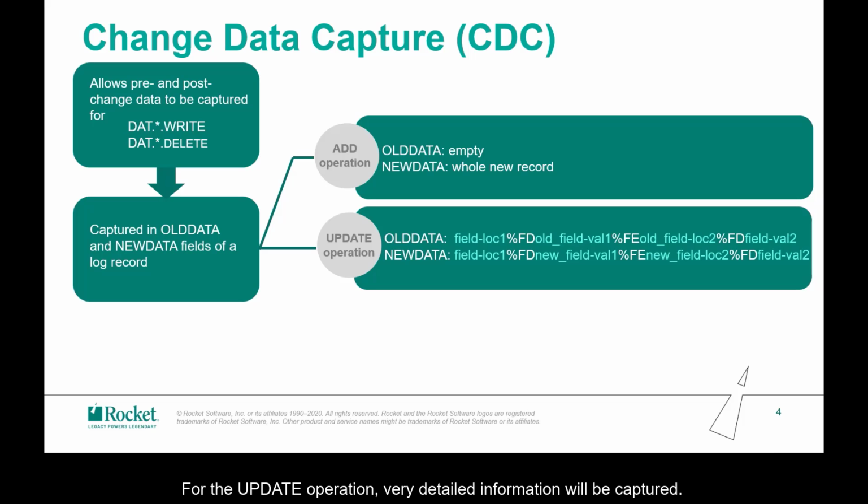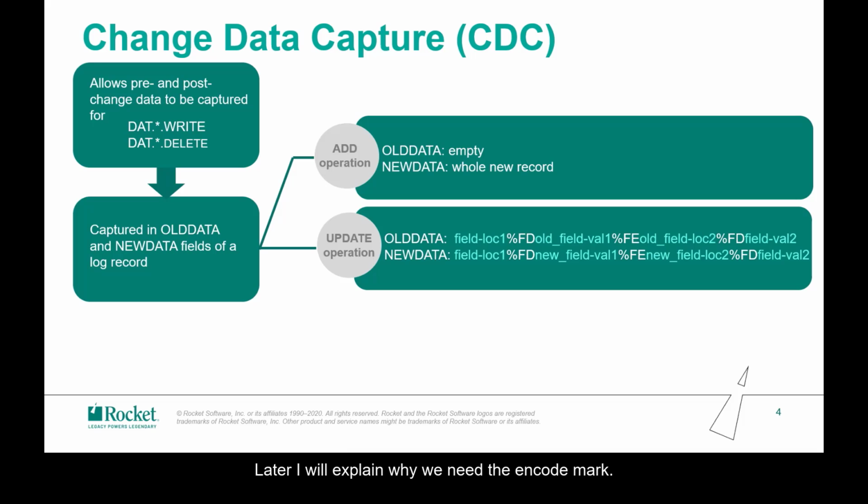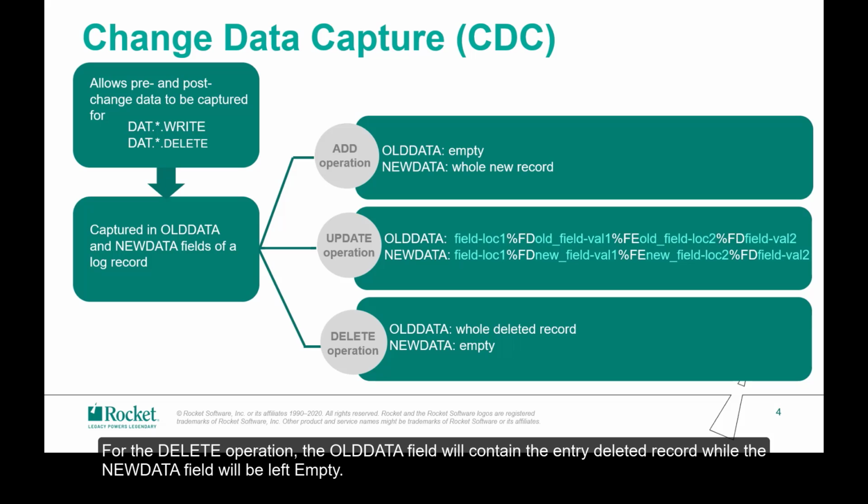For the update operation, very detailed information will be captured. For example, it records the position of the changed field, the old and the new value for that field, as well as the encode mark, which is used for delimited data. Later, I will explain why we need the encode mark. For the delete operation, the old data field will contain the entire deleted record, while the new data field will be left empty.